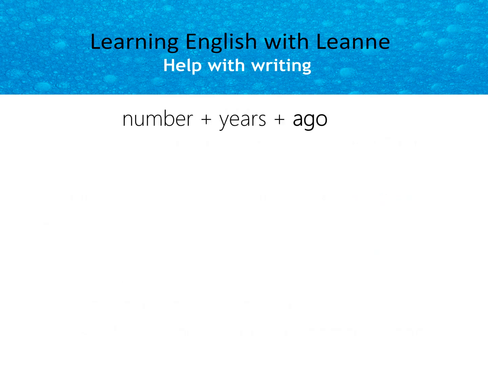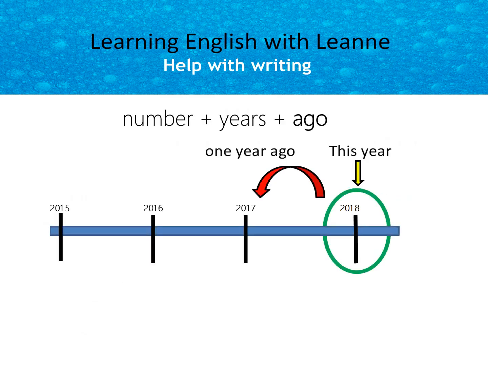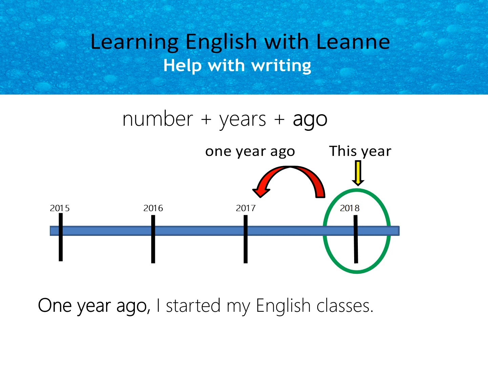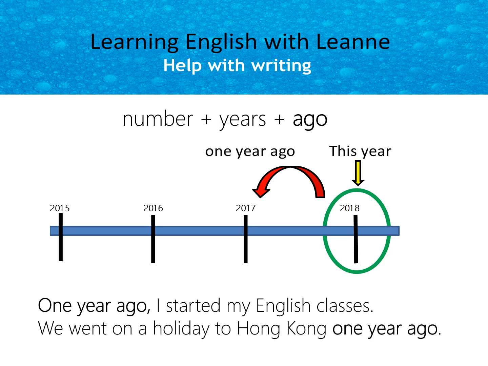And you can also use it with years. So this year, 2018, the green circle. 1 year ago, back 1, 2017. We'd write a sentence. 1 year ago, I started my English classes. Or we went on a holiday to Hong Kong 1 year ago. First or last in our sentence.